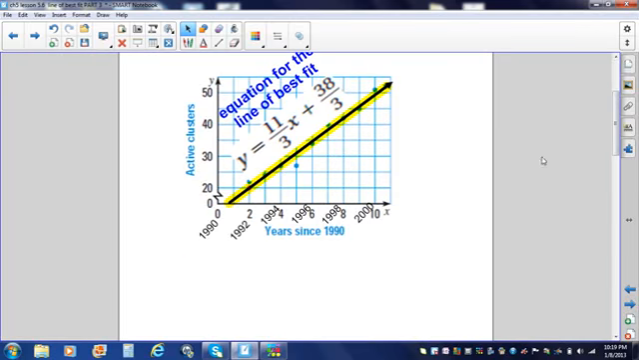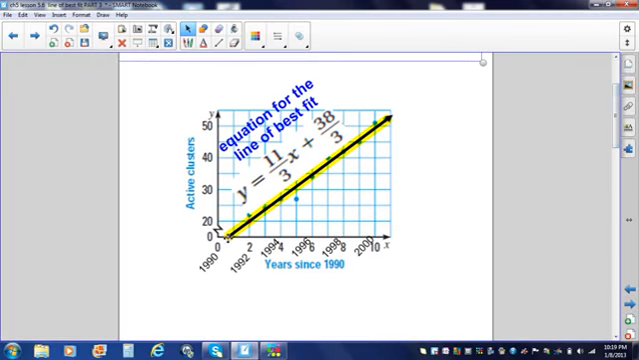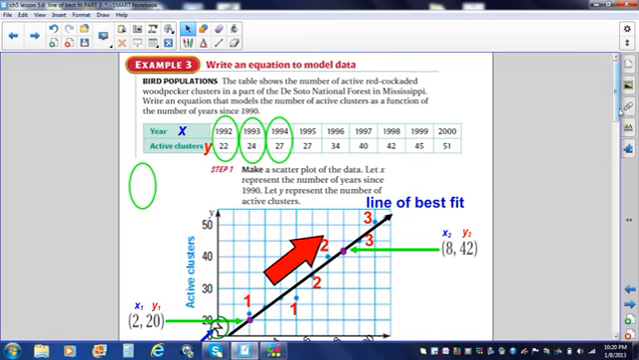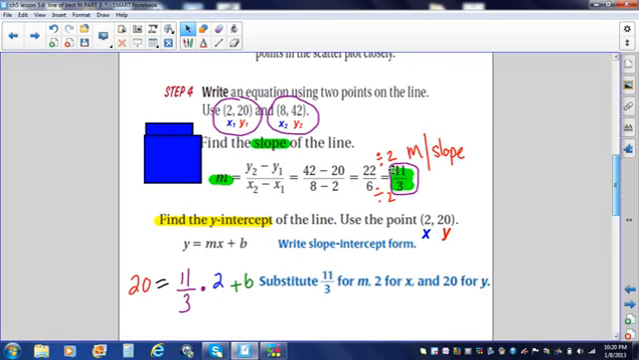So in our scatter plot here, for the line of best fit, the equation would be y equals 11 over 3x plus 38 over 3. 38 over 3 was b. We solved for that. And 11 over 3 is our slope. We got 11 over 3 by doing y2 minus y1 over x2 minus x1.